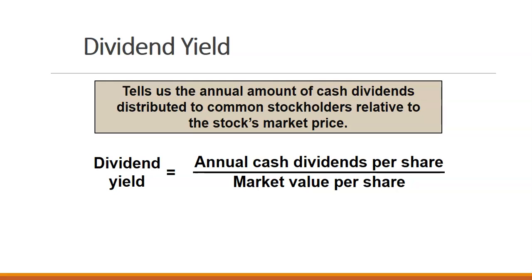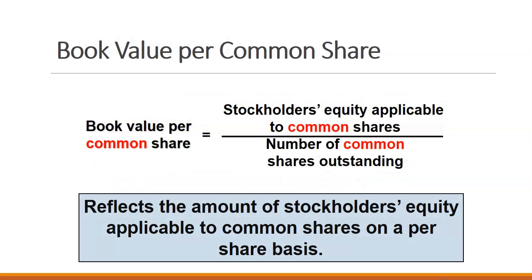The dividend yield tells us about the cash dividends relative to our stock market price. So this is our annual cash dividend per share divided by the current market value per share. And the last item that we look at is the book value per common share.